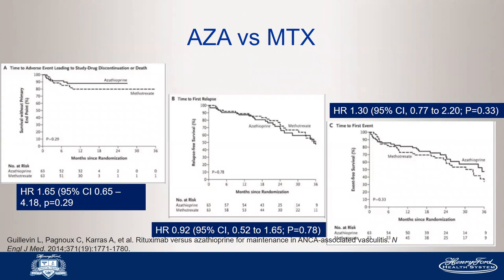And what you see here is the time to adverse event, which was a primary outcome, or death: no clinically significant difference between the two arms. Time to first relapse, no difference. And again, time to first event, no difference. So essentially no difference between azathioprine and methotrexate.